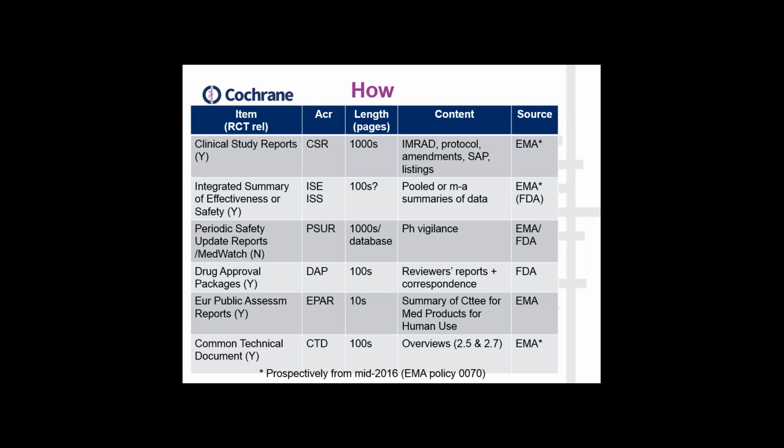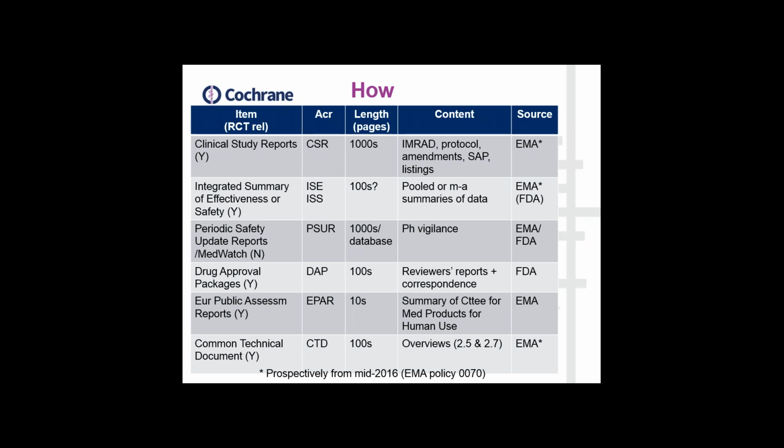Now here's the biggest item in the presentation. This is a table which gives you some idea of the range of regulatory documents which I'm referring to. The table has the first column, which lists the items and their relationship to randomized controlled trials, whether they're related or not, in brackets, yes or no, Y or N. Next is the column with the acronym, which is just absolutely essential, given the very long name of some of these. Then, as well as a long name, we have a very high number of pages. We have length. These are estimates, of course. And then an idea of what these documents contain and the source of them. And as you can see, the source is regulatory.